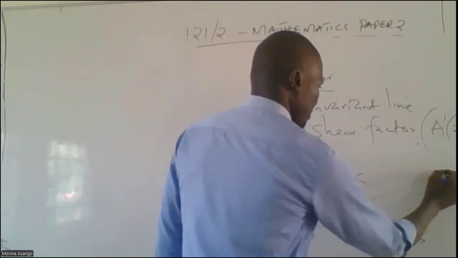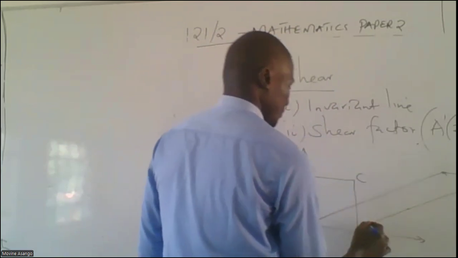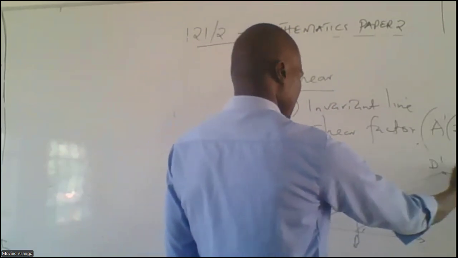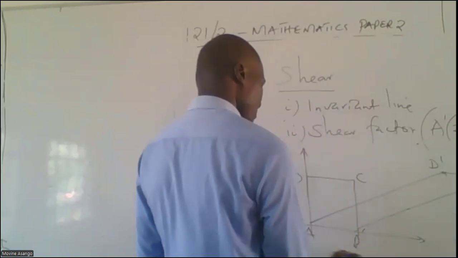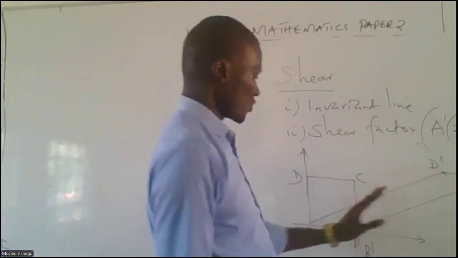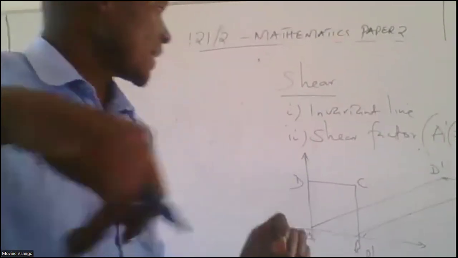So this one would be D prime, and then this is C prime. So this is A prime also. This is B prime. So someone has given you this and has not mentioned what the invariant line is.